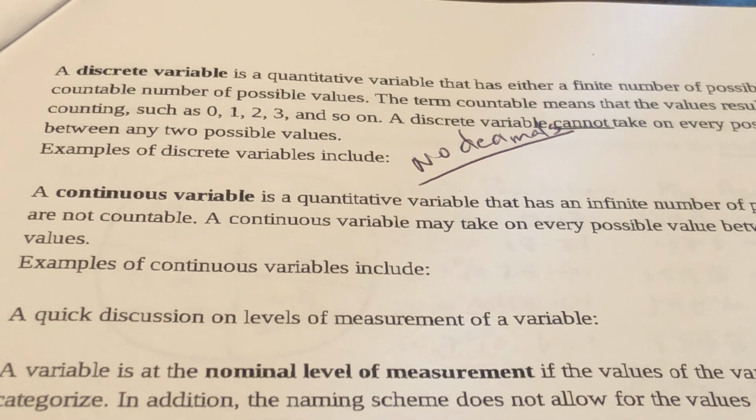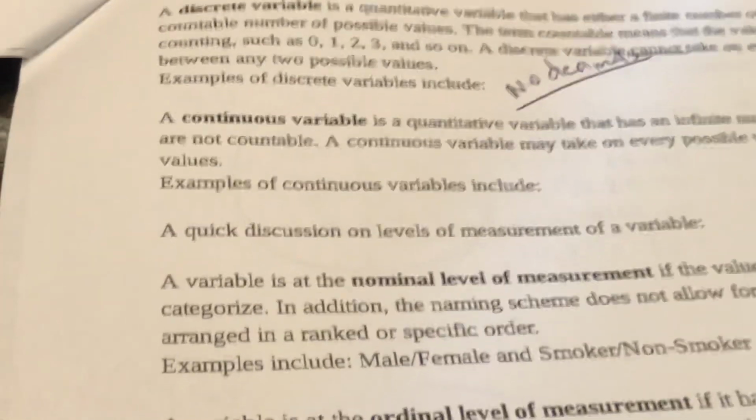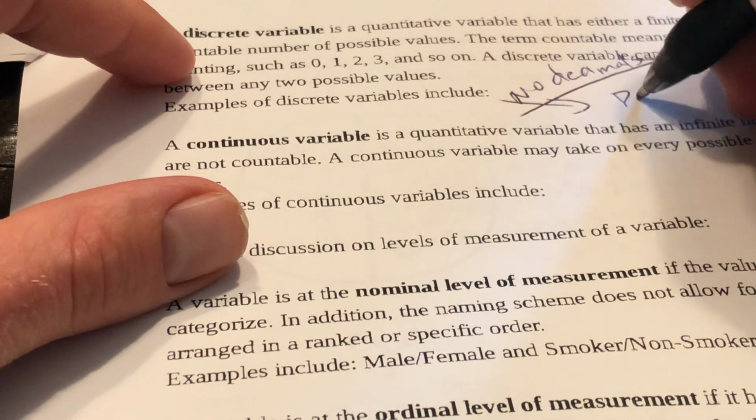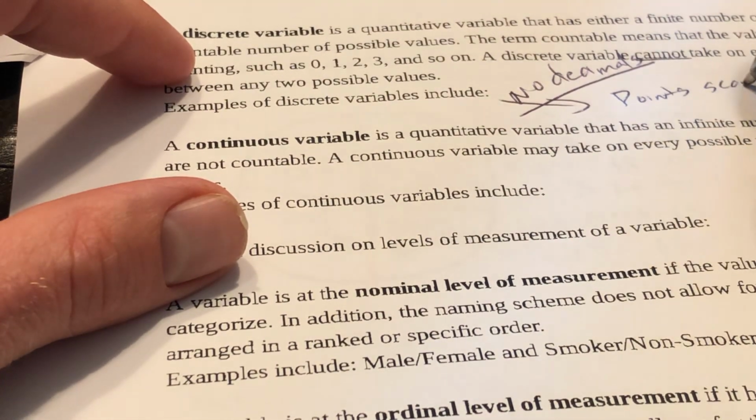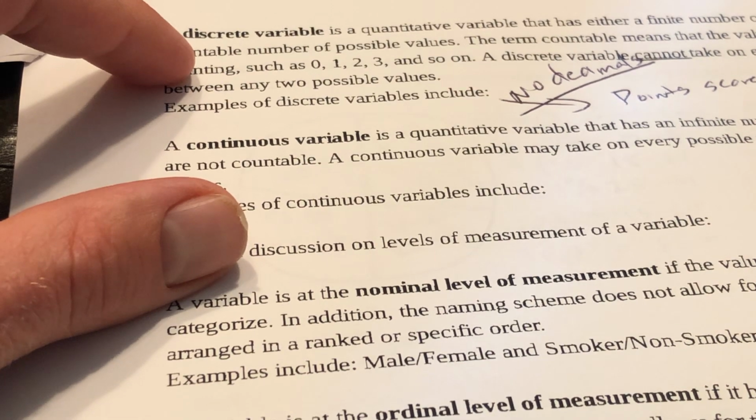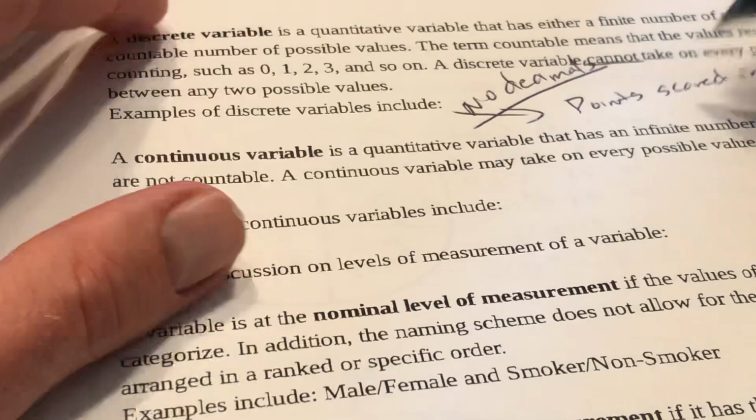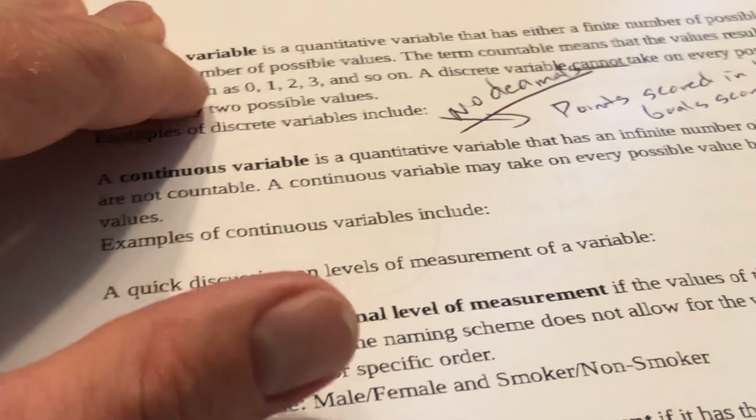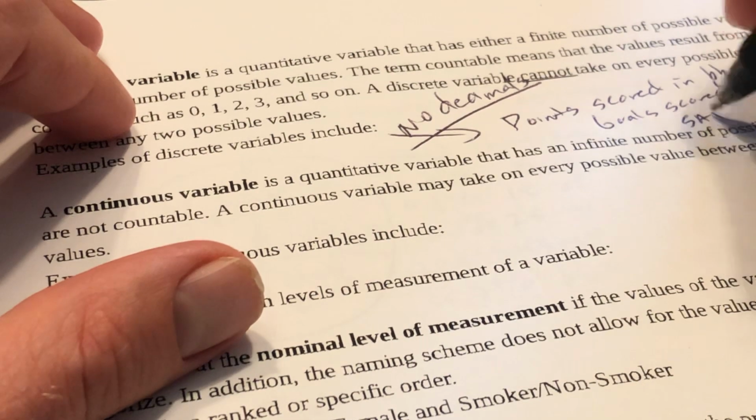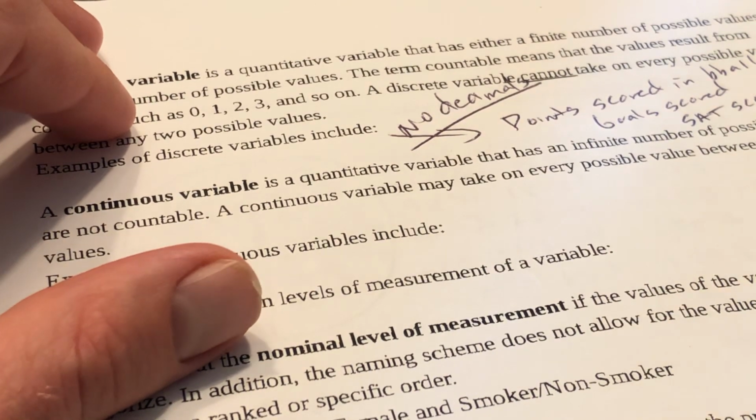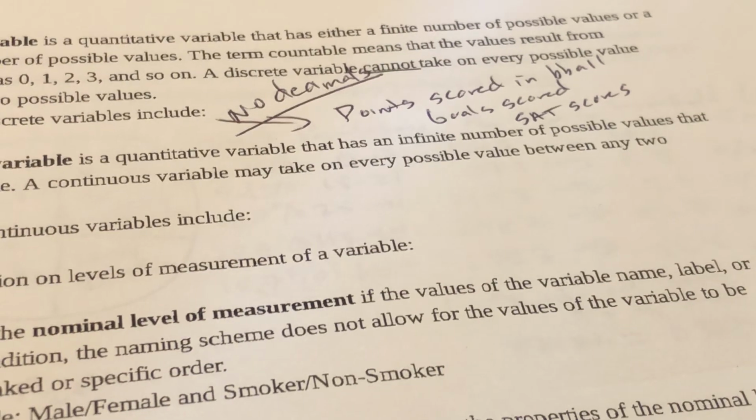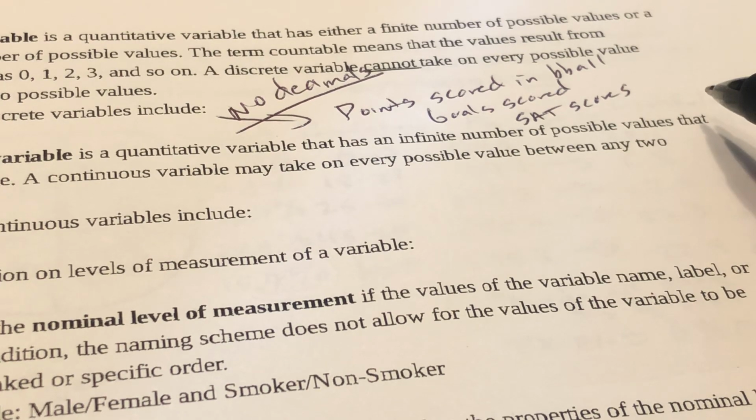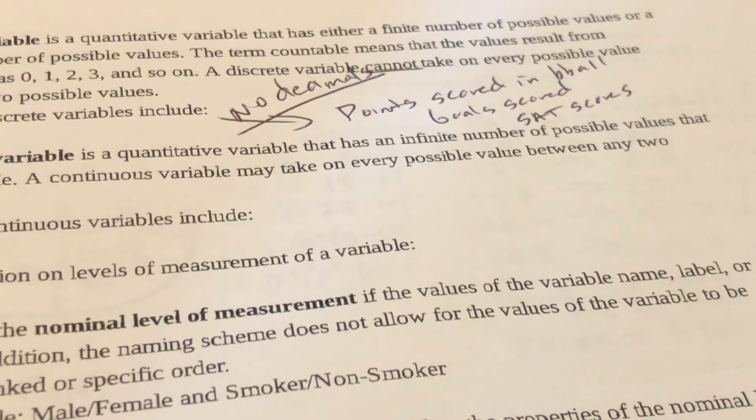So examples of discrete variables would include what? How about points scored, like in a basketball game? There's no half points. You can put goals scored. You can put SAT scores because there's no decimals. All right, countable, all of that. You're not going to put temperature, not going to put heights, because technically decimals can be involved.